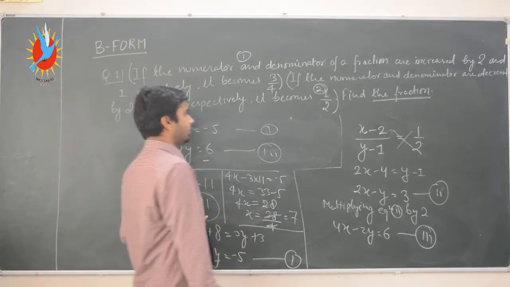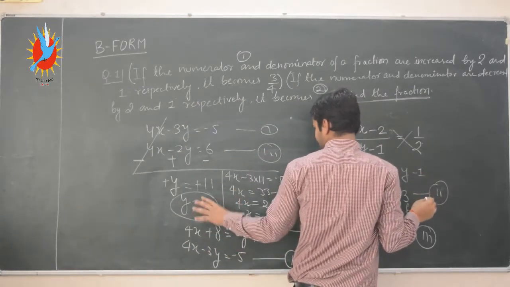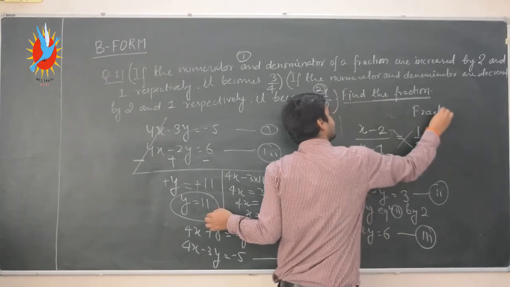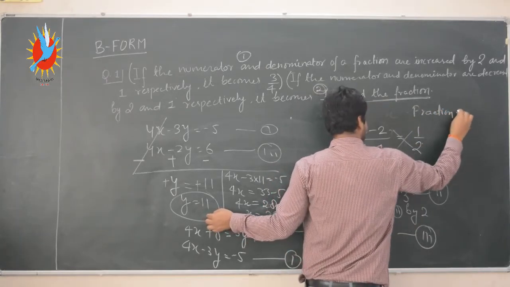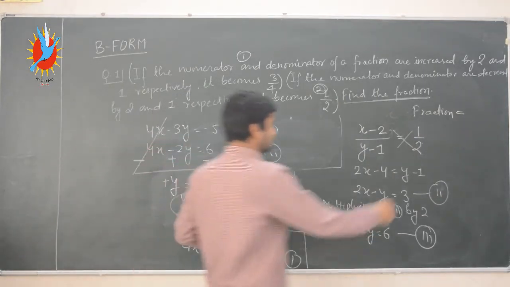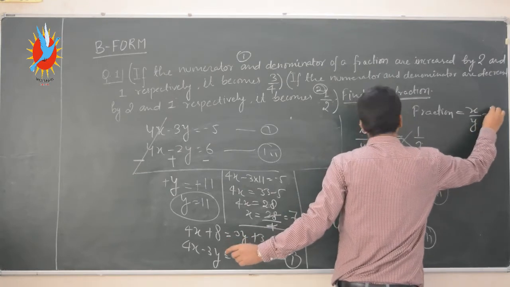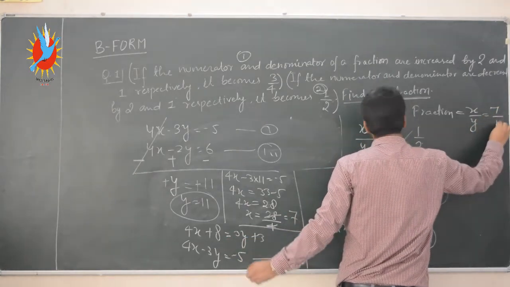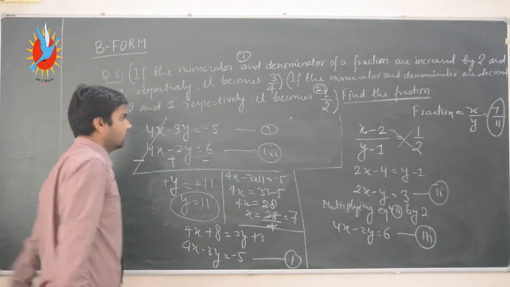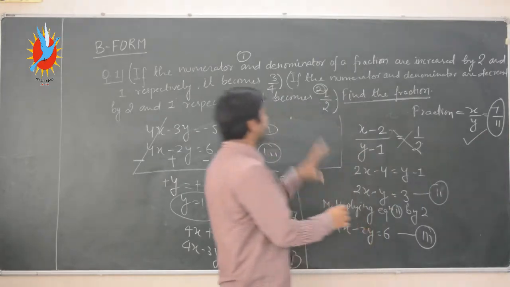So our fraction will be numerator divided by denominator, where we assume the numerator as x and the denominator as y. The value of x is 7 and the value of y is 11. So the numerator is 7 and the denominator is 11. So our fraction will be 7 by 11. Finally, this is our answer for this particular question.